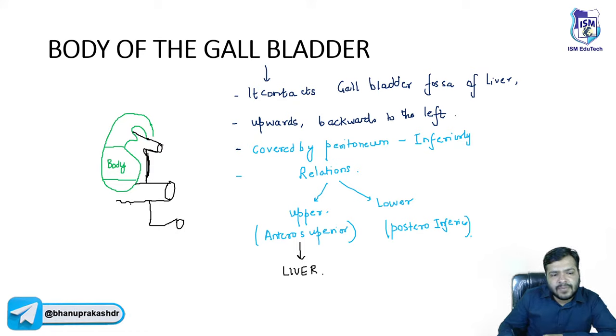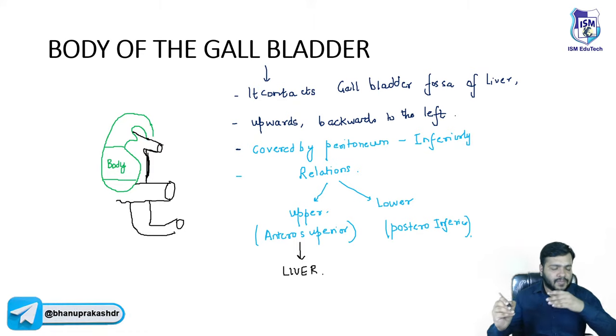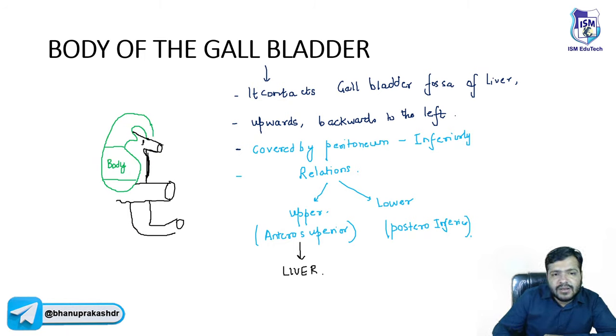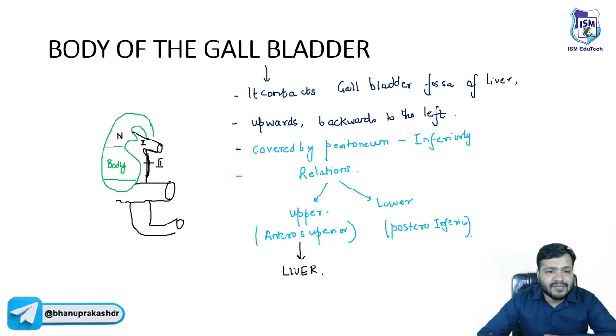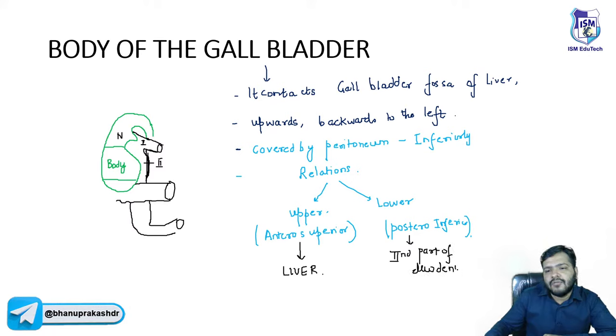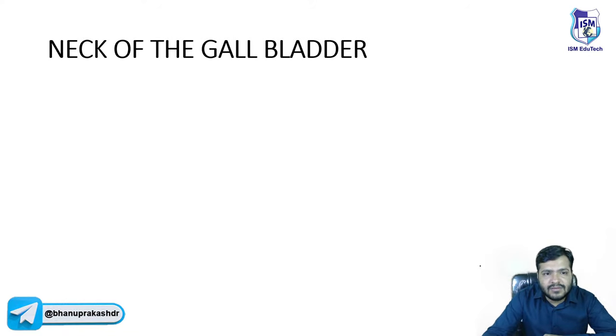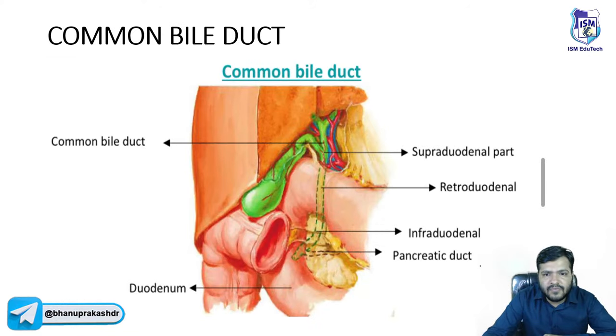So you can see, yes, you can see the duodenum over here. And remember, it is the first part of the duodenum that is present towards the neck region. And towards the body, we will see the second part of the duodenum, which is just behind the body. So yes, it is the second part of the duodenum. So if you want, you can just look at this picture as well. I hope I have got this picture.